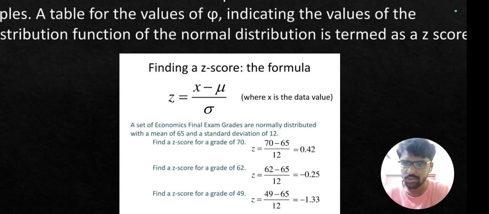So here is an example sum given. A set of economics final exam grades are normally distributed with a mean of 65 and a standard deviation of 12. Finding a z-score: the z-score of a grade of 70 equals 70 minus 65 divided by 12, that will give us 0.42. Similarly, z equals 62 minus 65 divided by 12, that will give us negative 0.25. So these are some problems related to z-scores.